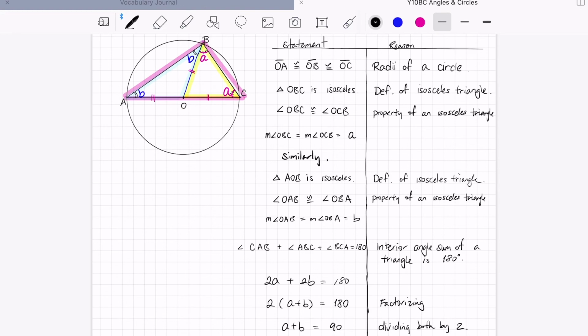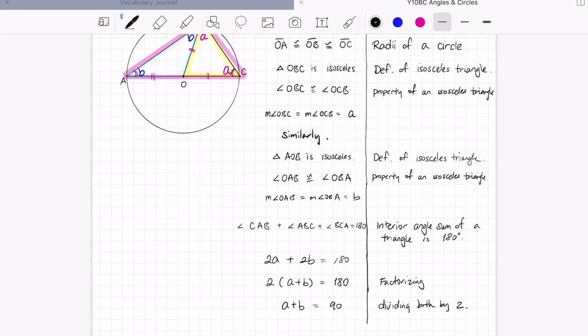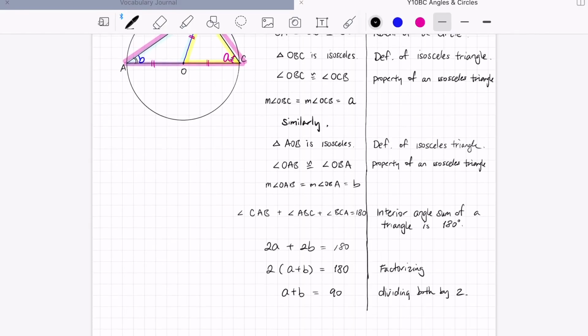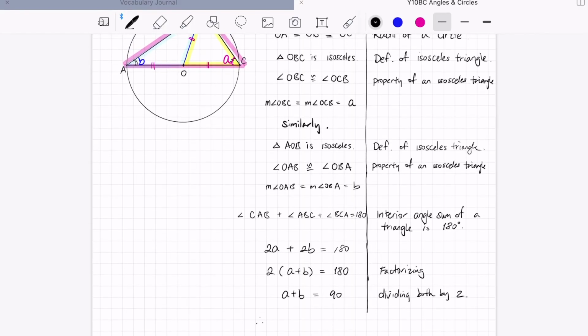Okay, but A plus B is the angle ABC, right? You see that up here, the angle ABC should be A plus B. Angle ABC is A plus B, because that's written that way. And therefore, angle ABC is 90 degrees. This is from the diagram. And this is my conclusion by substitution.